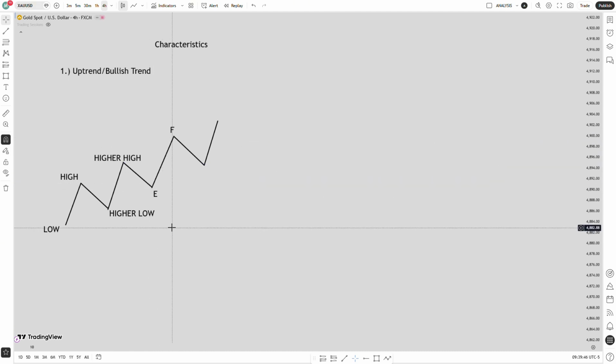Now, how do we label E and F? Obviously, E is lower than F. So, we know that E is a low. It's clear because of how we have been labeling it in the past. E is a low, while F is a high. But the issue now is, what type of high is this? Obviously, it's a higher high.